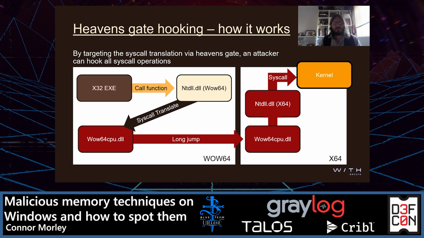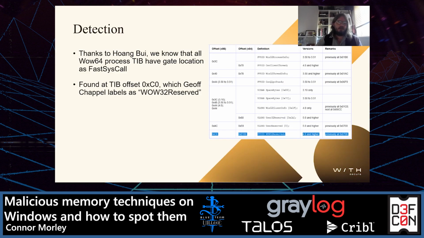So, talking about detection. First thing to note is, how do we know where Heaven's Gate is? How do we know where we want to monitor? Well, Huang Bui found in his research on WOW64 processes that the TIB of WOW64 processes has a field at offset 0xC0 for fast syscall. And this is the exact address of where Heaven's Gate is stored relative to that process.